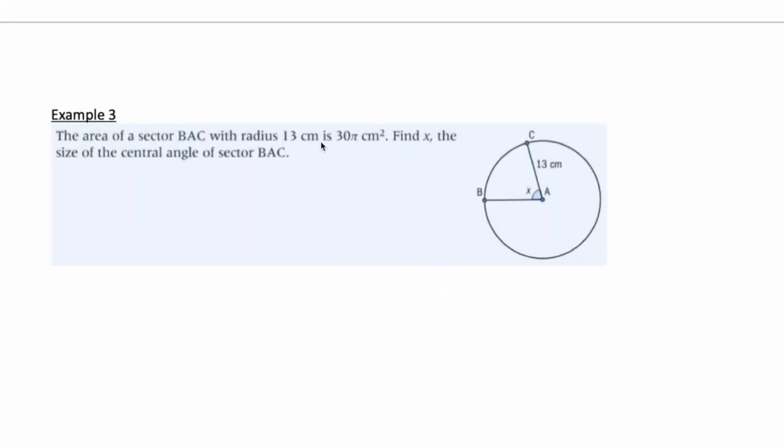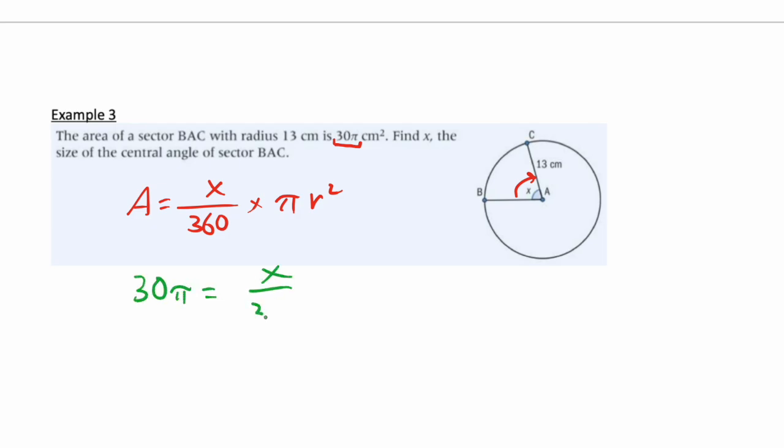Okay, next this is a situation where we're given the area. And watch out, there's a pi there, don't forget about the pi. Given the area, remember area equals the fraction, so this angle is x over 360 times pi r squared. They give you the area, so we can put in 30 pi equals x over 360 times pi times the radius squared.